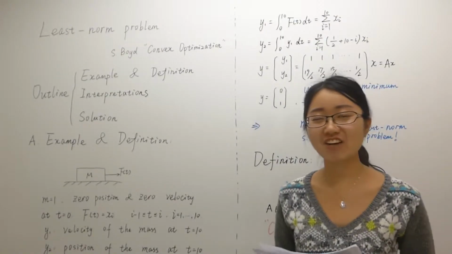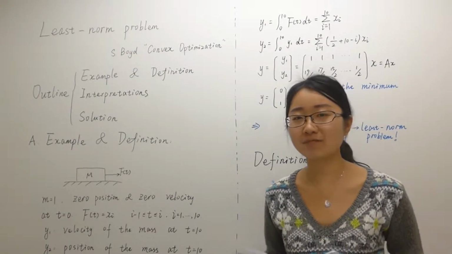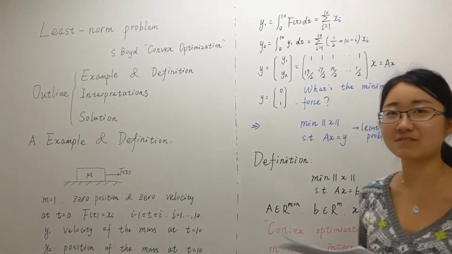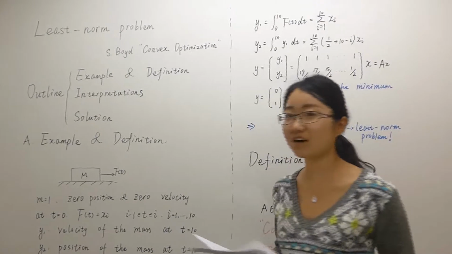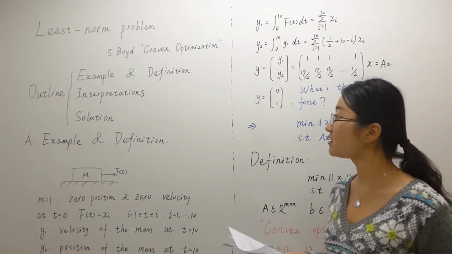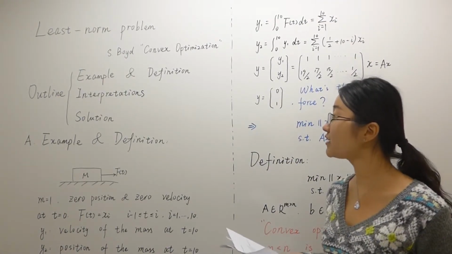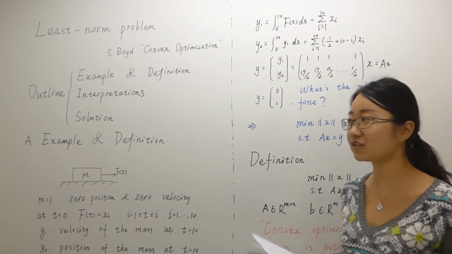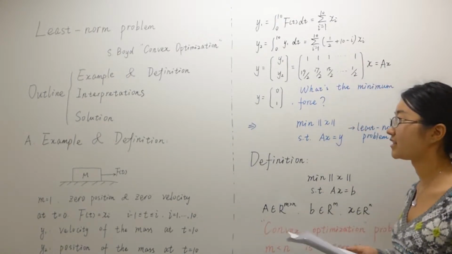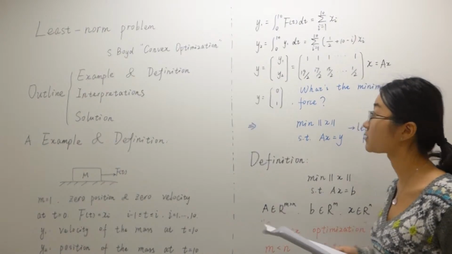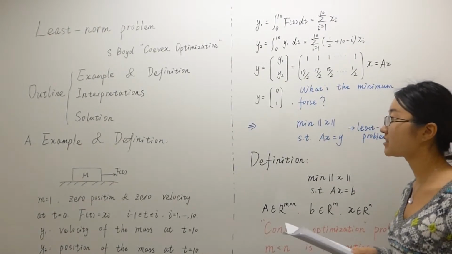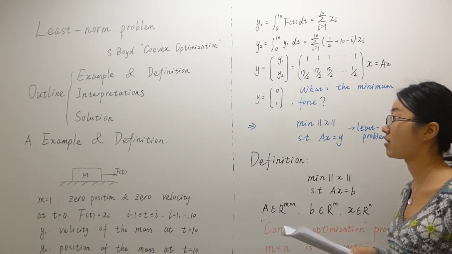Hello everyone, today I will introduce the least norm problem in the book of convex optimization. My speech today will be divided into three parts. In the first part, an example is given to illustrate the definition of the least norm problem. In the second part, I will introduce some interesting interpretations of this problem. And the third part is the solution of the least norm problem.